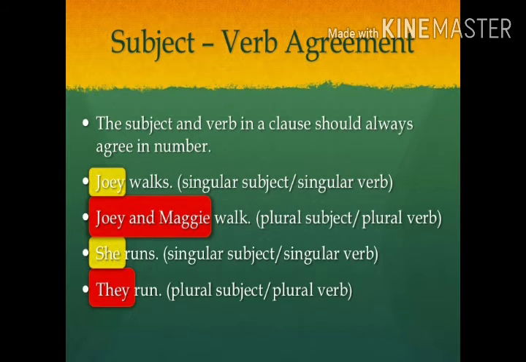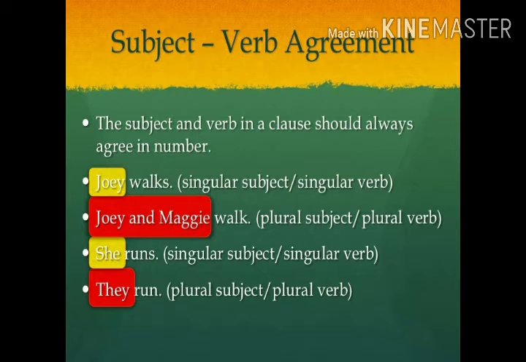Now we will see the subject and verb agreement. The subject and verb in a clause should always agree in number. Here it means that if the subject is singular, the verb should be singular. If the subject is plural, the verb should be plural. So it acts according to the subject. For example, Joy walks. So here Joy is the singular subject, so the verb will be singular, walks. Joy and Maggie walk. So Joy and Maggie is a plural subject, so walk will be plural.